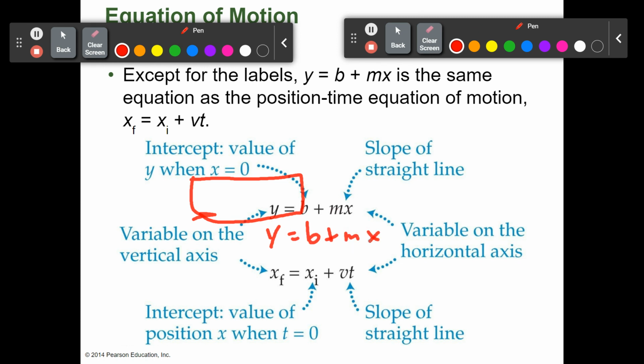Remember m is going to be the slope of the straight line. In the position versus time graph, our slope is v. x and t are both the horizontal axis. y and x final are both your vertical axis. The y-intercept is the place where it crosses the y-axis, or when x is 0. And for us, the initial position is where time is 0.